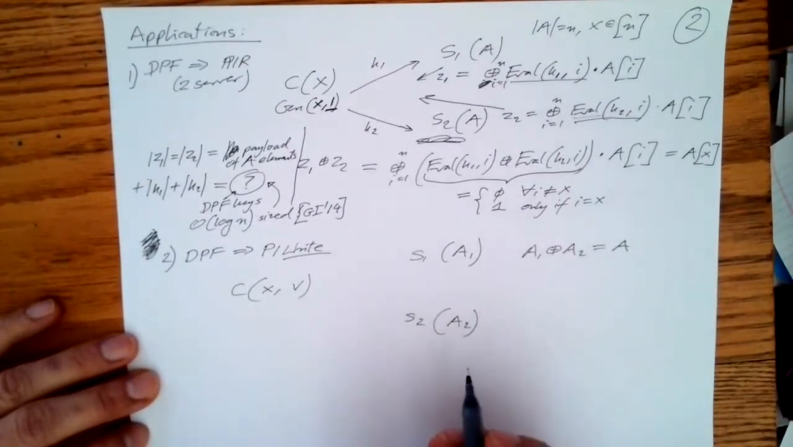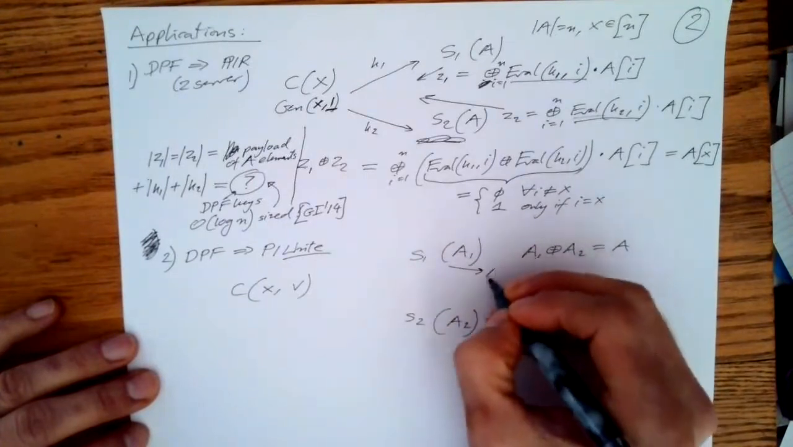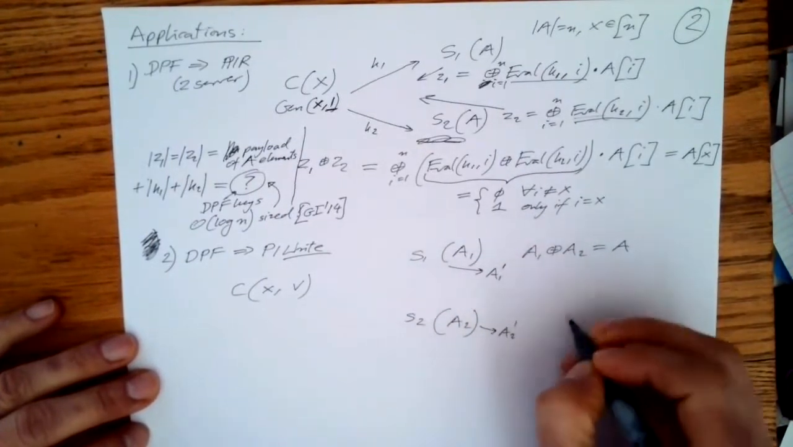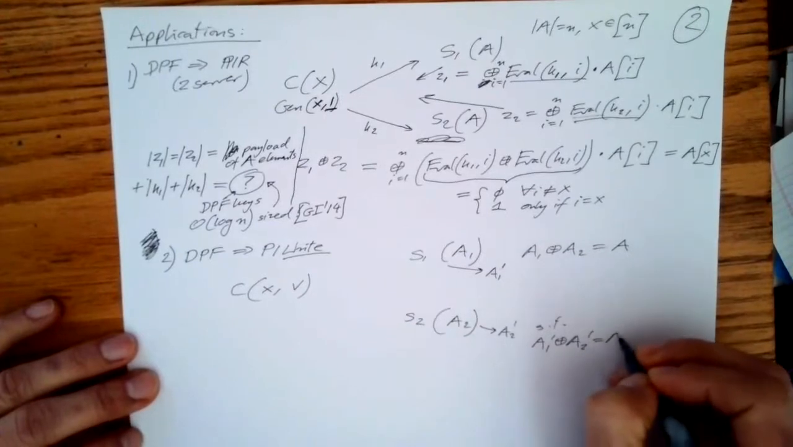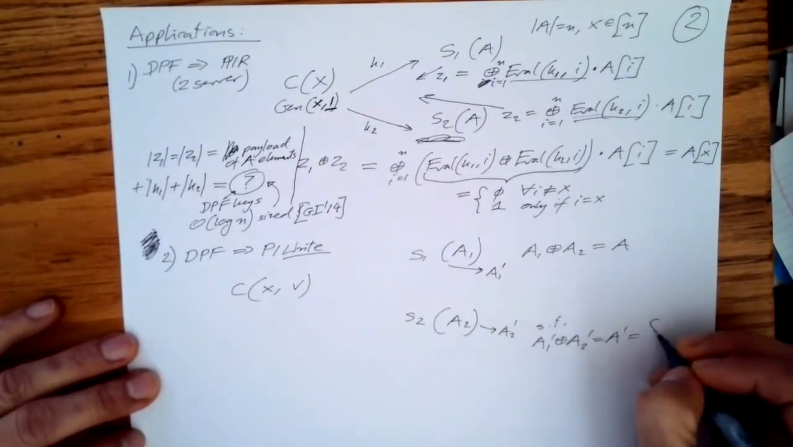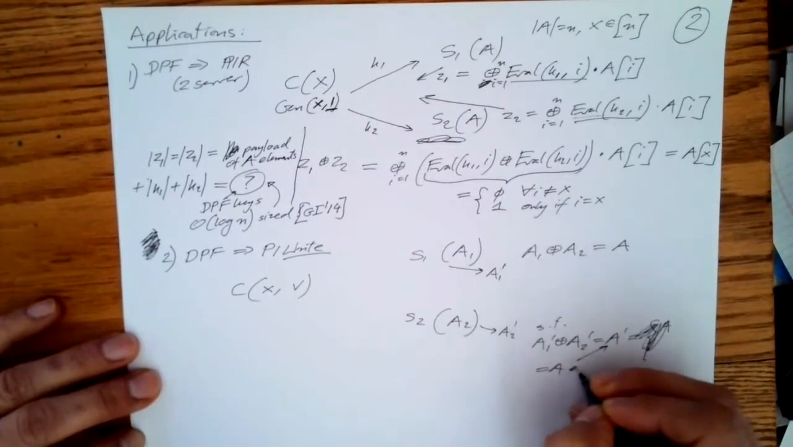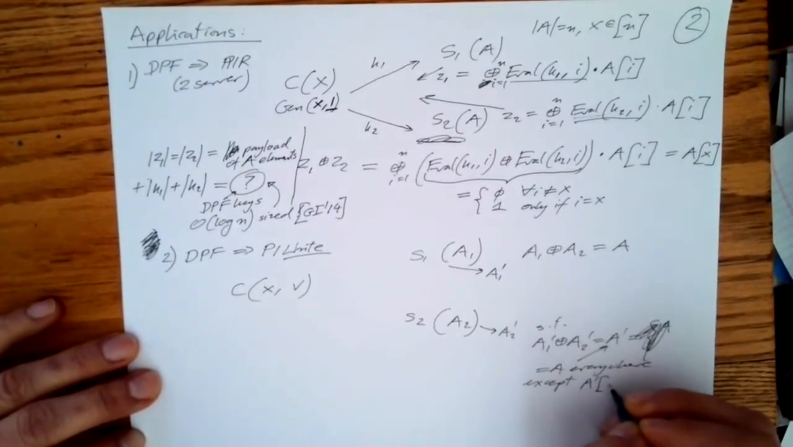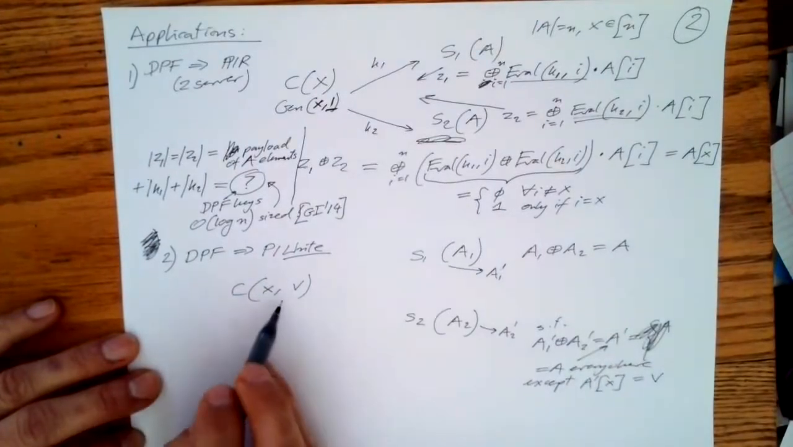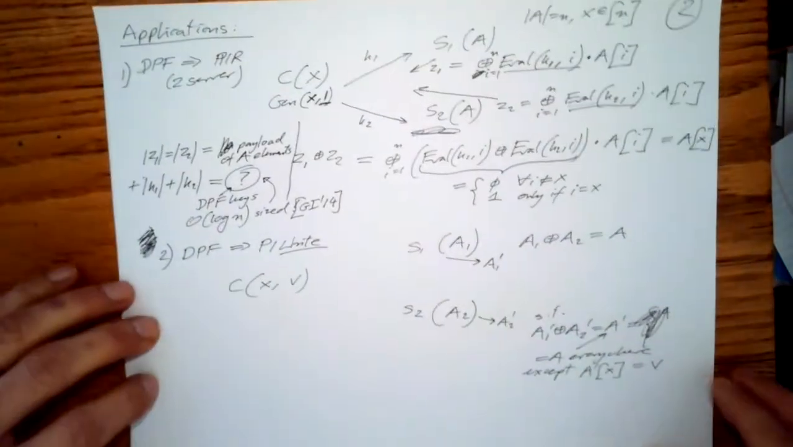Take an XOR sharing. And I want a protocol such that these shares will be changed to A1 prime, A2 prime, such that the new sharing shares a modified array, which is equal to A everywhere, except that A prime at position X is equal to this new value V. So the new array is the same as the previous one, except that it has V written at position X.